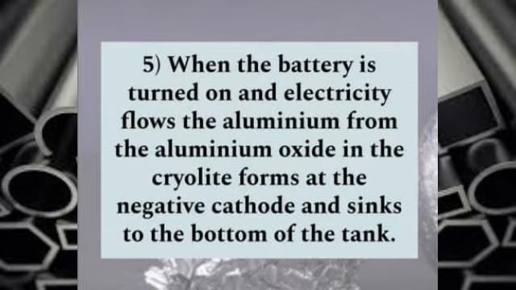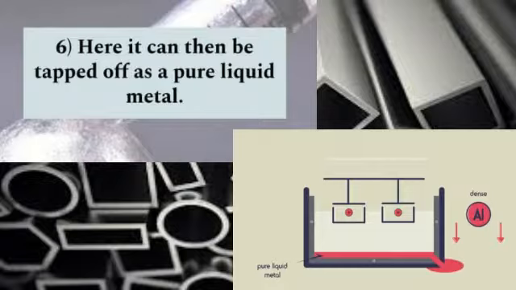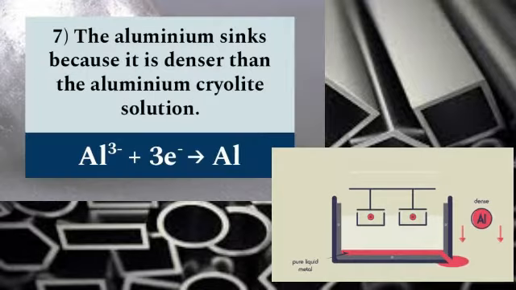Fifth, when the battery is turned on and electricity flows, the aluminium from the aluminium oxide in the cryolite forms at the negative cathode and sinks to the bottom of the tank. Sixth, here it can then be tapped off as a pure liquid metal. Seventh, the aluminium sinks because it is denser than the aluminium oxide cryolite solution.